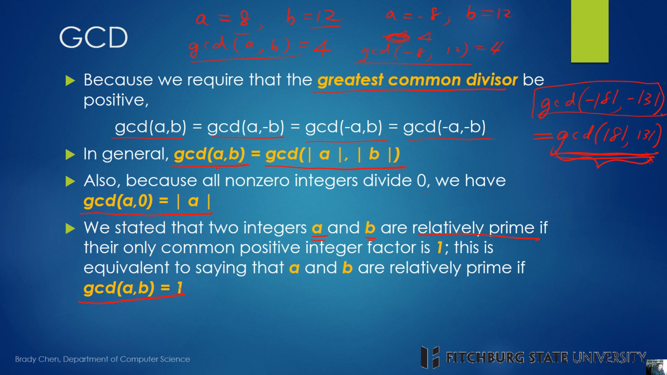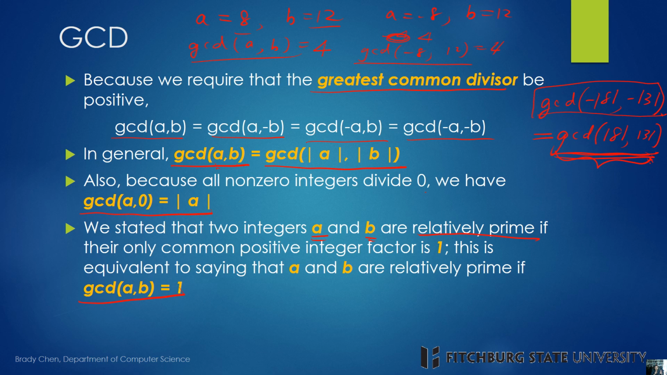So if I have two numbers and the greatest common divisor is 1, that means the only common divisor for these two numbers is 1. That means these two numbers are called relatively prime. Now, you should keep in mind that the concept of relatively prime is not the same as prime.